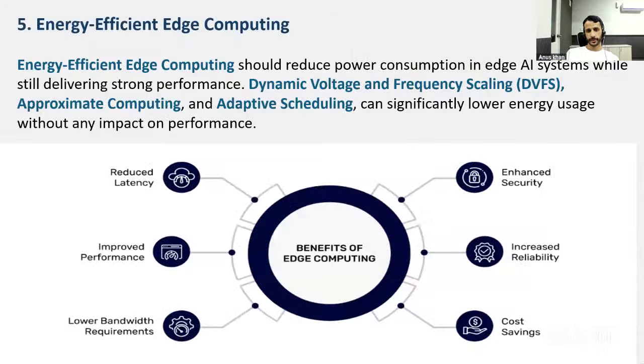Energy efficient edge computing should reduce power consumption in edge AI systems while still delivering strong performance. DVFS, dynamic voltage and frequency scaling, approximate computing, and adaptive scheduling can significantly lower energy usage without any impact on performance. Before I discuss the key benefits, I need to explain to you guys what dynamic voltage and frequency scaling is, because it's maybe a new word for you.